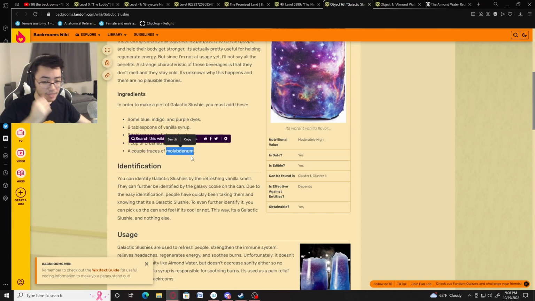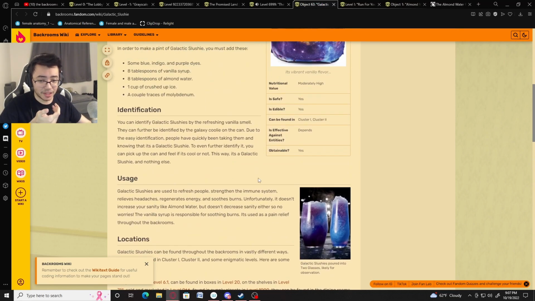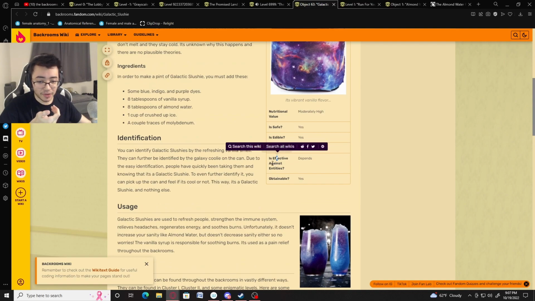molybdenum. Yes, I have that. Oh, I have a bunch in my room currently. It's right here, right there. Molybdenum. So they're not that rare, but they seem really good. Is it effective against entities?